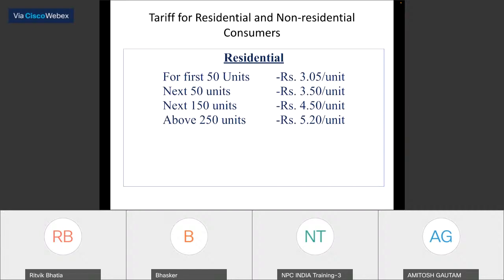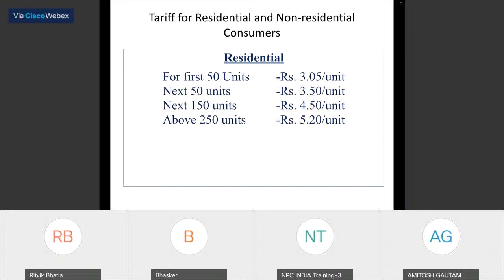For the residential and non-residential consumers, BPL and other consumers, there are 4 slabs available. For the first 50 units, it is 3 rupees 5 paisa. For the next 50 units, it is 3 rupees 50 paisa. For the next 150 units, it is 4 rupees 50 paisa. And above 250 units, it is about 5 rupees 20 paisa. If you see your bill for 1 year, or the 6 months bill, because you have bi-monthly billing in the residential sector, you will be able to find the difference between unit consumption during the summer, winter, and rainy seasons. You will find that there is always around 10 to 15% reduction or increase during this period.